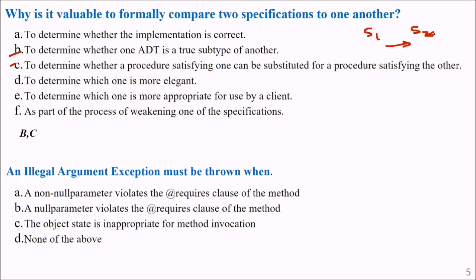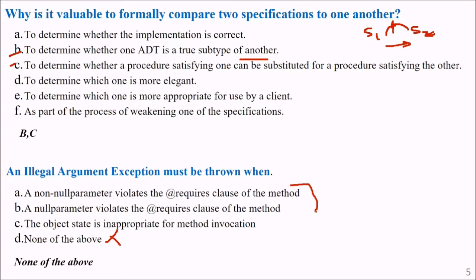Why is it valuable to formally compare two specifications to one another? Because to determine whether an ADT is a true subtype of another, then to determine whether a procedure satisfying one can be substituted for the procedure satisfying the other. These are the two options. An illegal argument exception must be thrown when? The answer is none of the above.